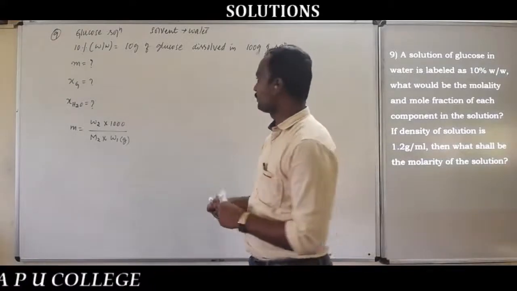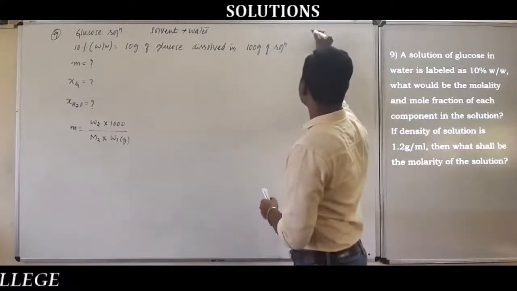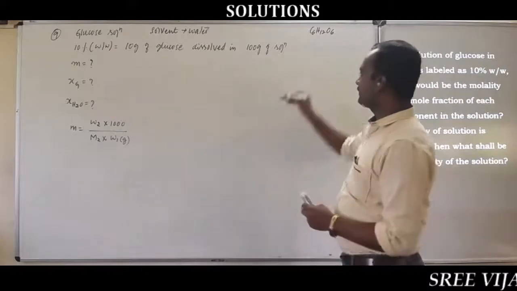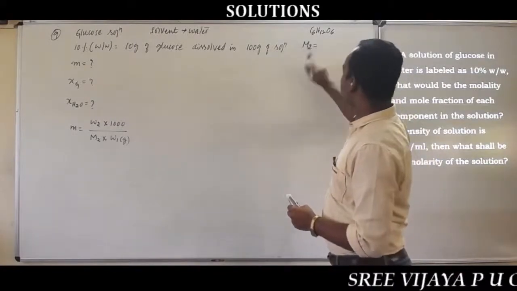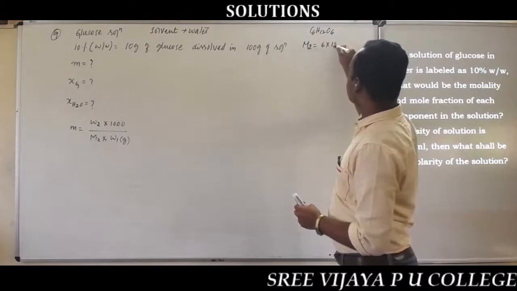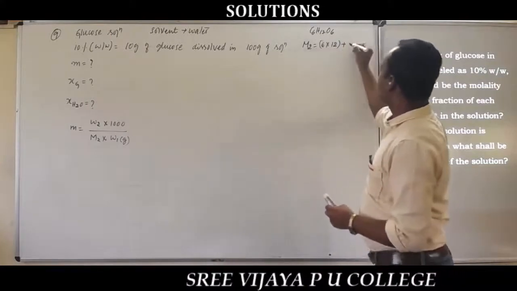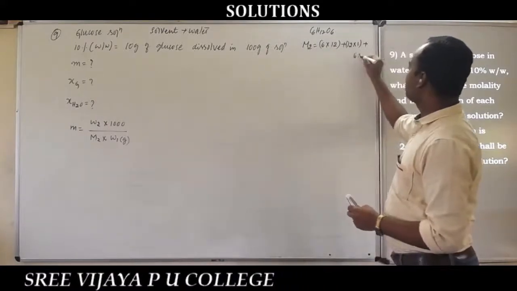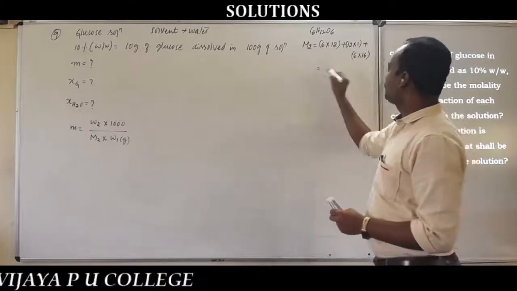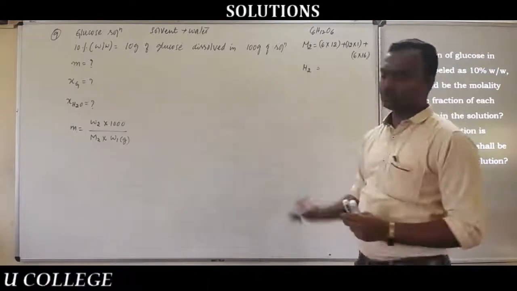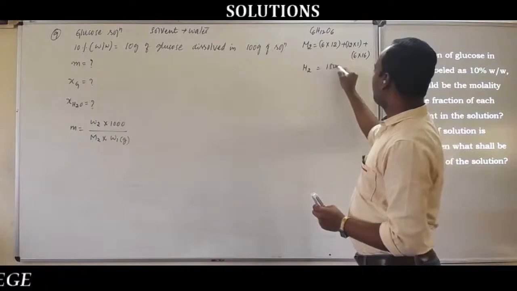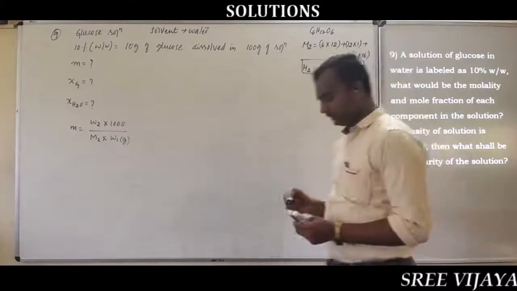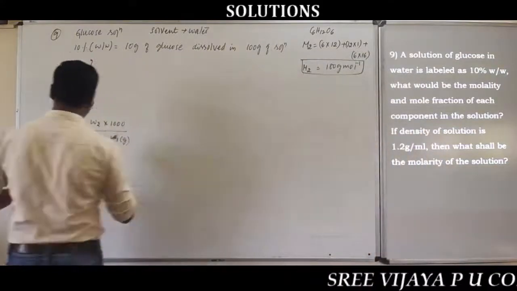Solute is glucose. The molecular formula of glucose is C6H12O6. So we need to find the molar mass. M2 is equal to 6 into atomic mass of carbon 12, plus 12 hydrogens into atomic mass of hydrogen 1, plus 6 oxygens into atomic mass 16. So the total molar mass of solute, that is glucose, is equal to 180 gram per mole. That is the molar mass of solute.